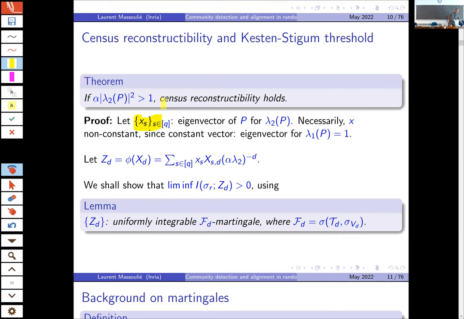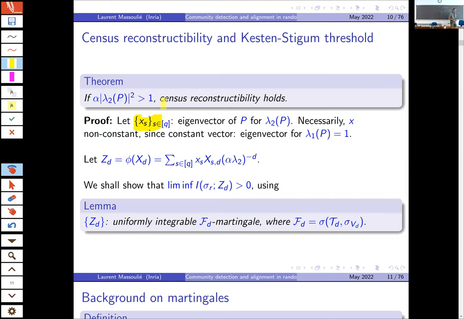We'll construct a statistic from our census vector. We'll construct the statistic Z_D, which is the sum over our possible traits of individuals. Let me denote traits by letter S. We'll take a sum over the possible traits of the entry of the eigenvector for that trait times X_{S,D}. If you recall, this is the number of individuals with trait S at generation D. And we have a rescaling quantity, which is alpha lambda 2 to the minus D. Okay, so that's our statistic.